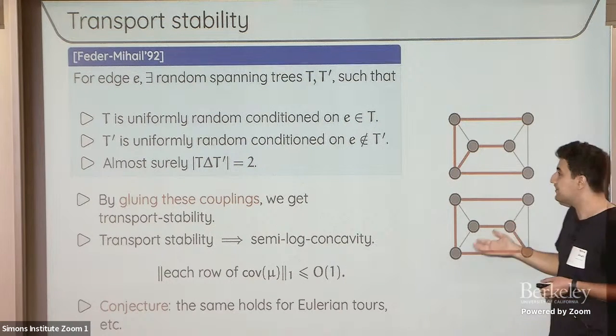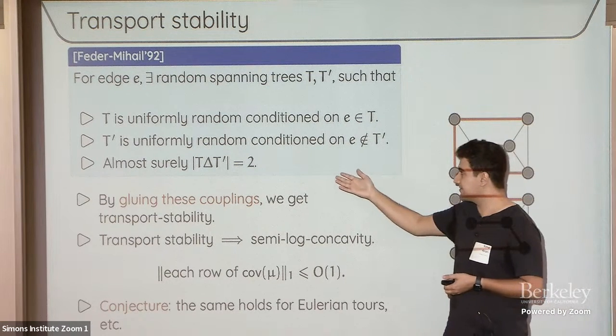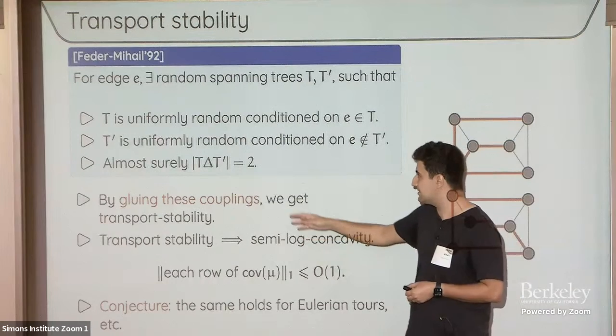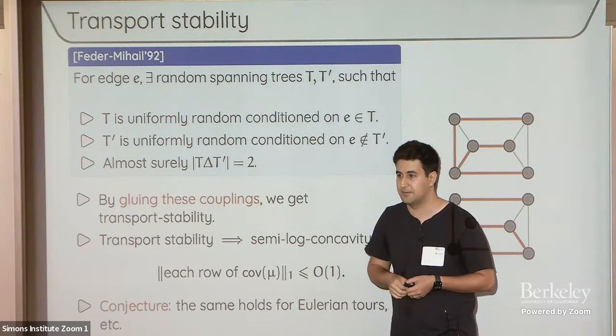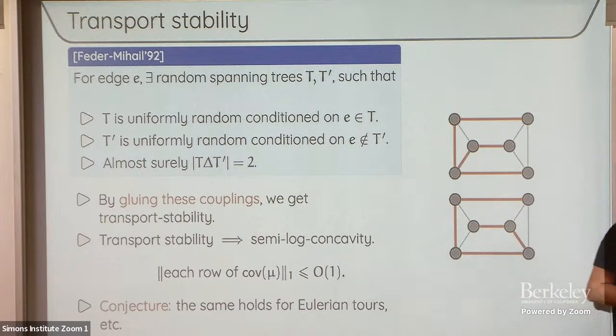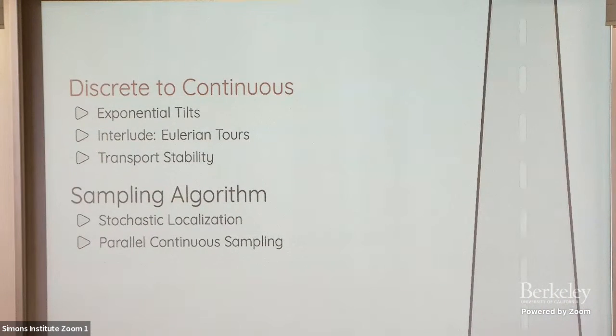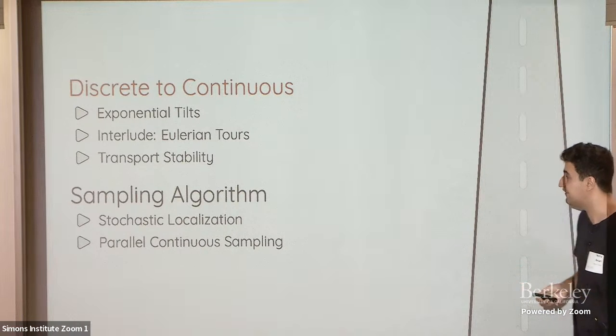We also show for some interesting distributions that similar couplings hold where you have to use longer distances. So that's the connection. That's how you go beyond the Boolean hypercube. That's how you go to the continuous case. Now let me show you the sampling algorithm itself.